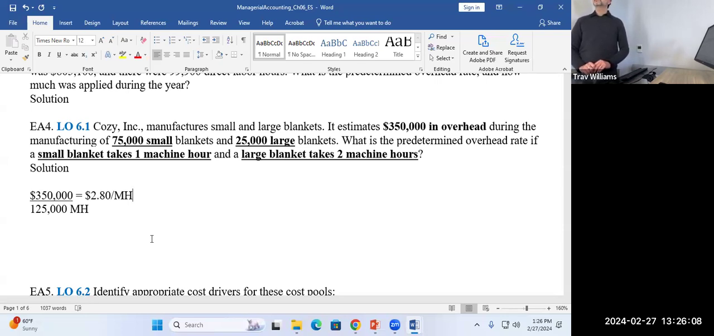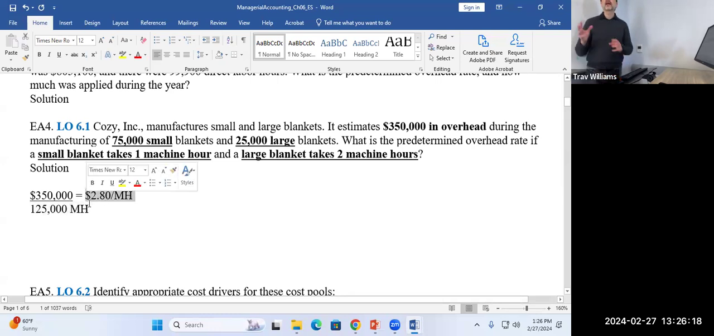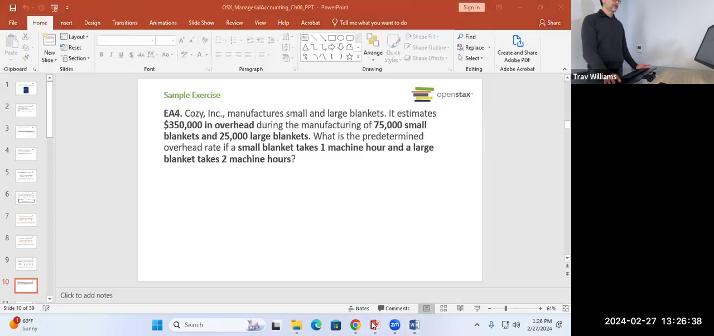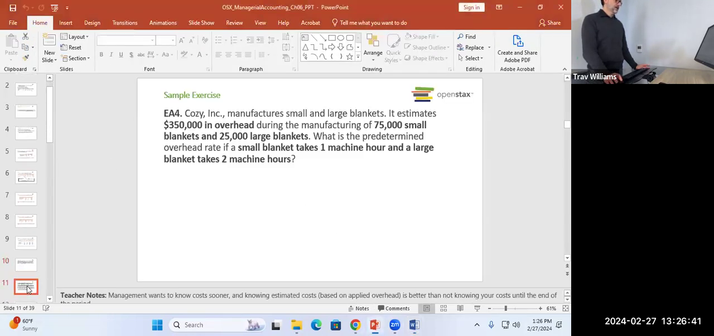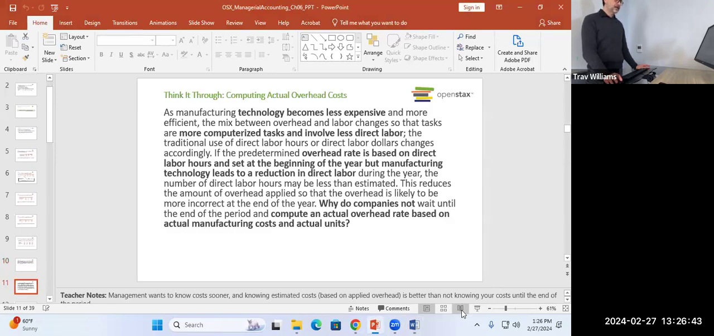Okay? So that's how we come up with our overhead allocation rate and then apply it. Well, we would apply it once we knew how many machine hours we actually used, we would multiply it by that rate to apply the overhead. Okay. And again, it's nothing new, right? We've been doing this the last couple of weeks. So any question on traditional overhead? Okay, good. Then let's go on.